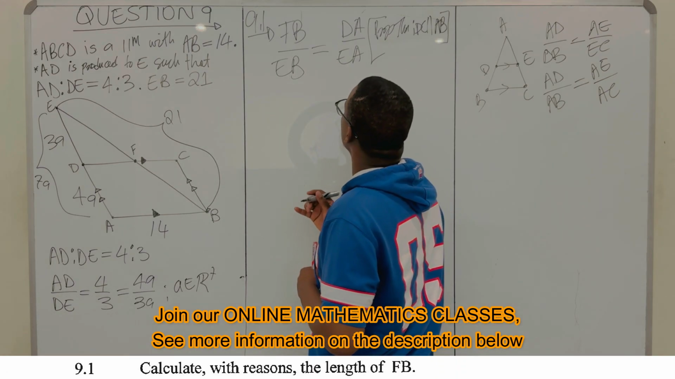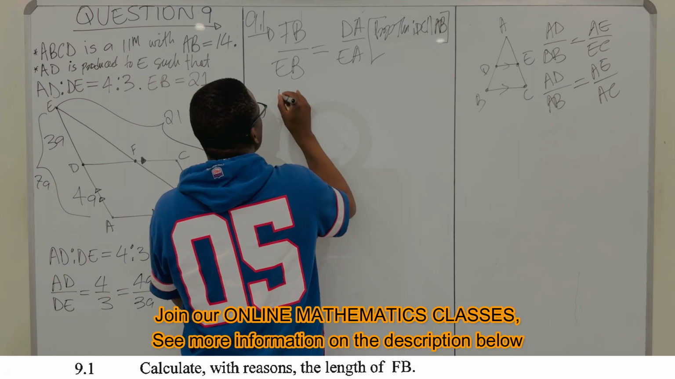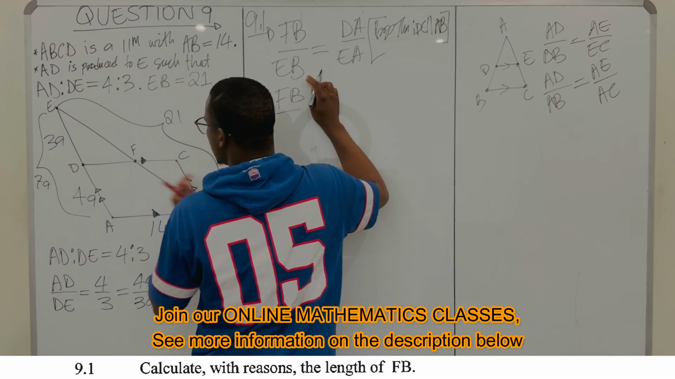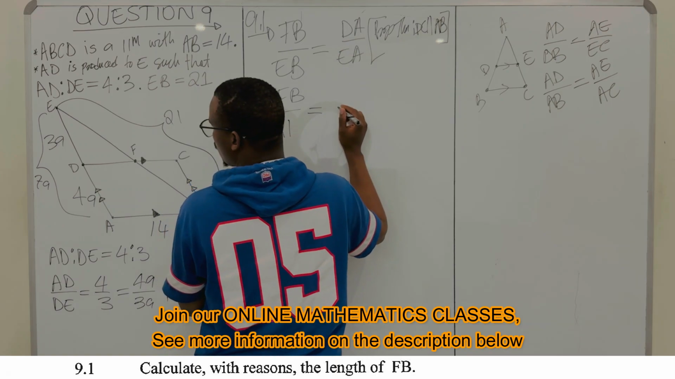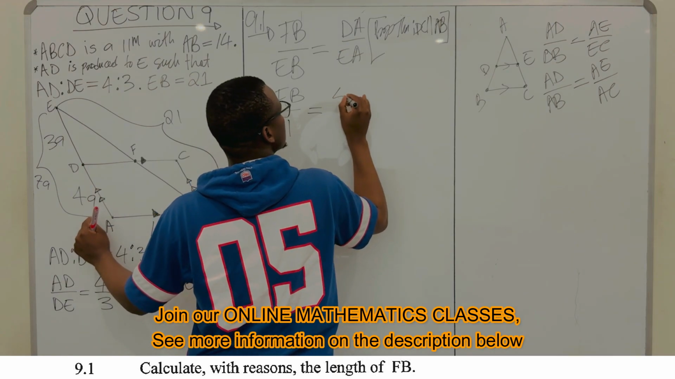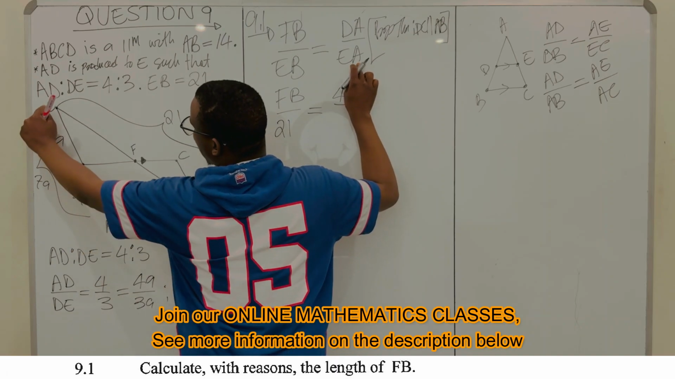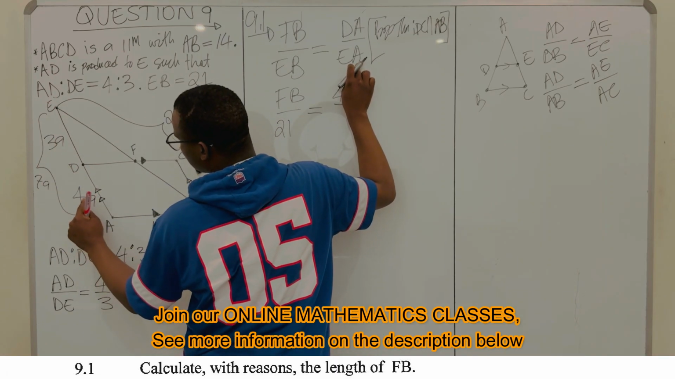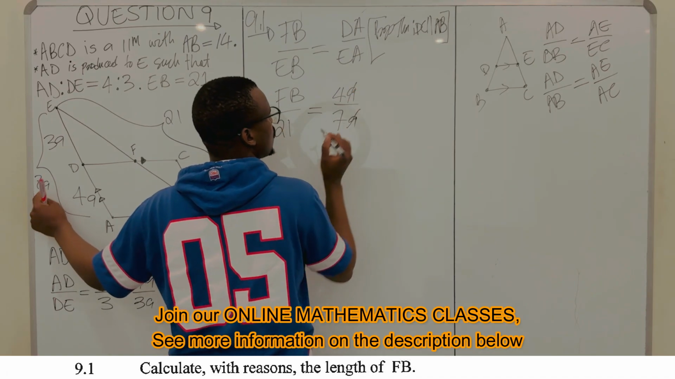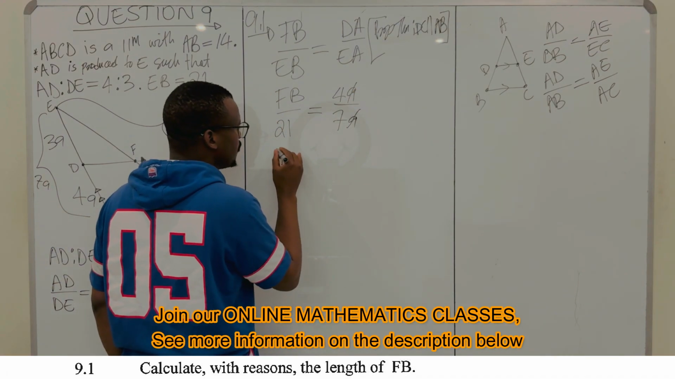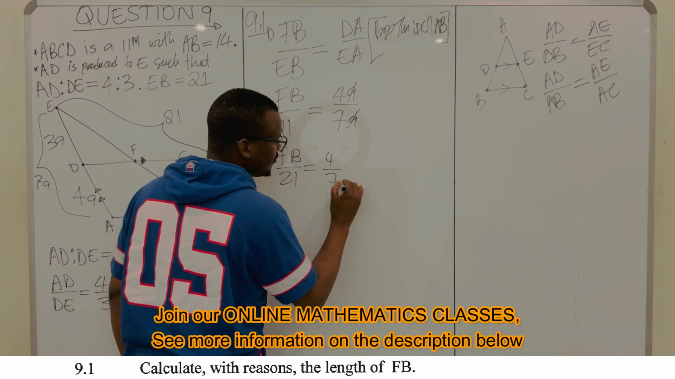No problem. In that case, I'll just substitute. What is my FB? My FB is what I'm trying to find. What is my EB? My EB is 21, right? Over 21 is equal to DA. Our DA is 4A over EA, and our EA is the entire length here, which is 4A and 3A, which makes 7A over 7A. So this and that will go away. So you have FB over 21 is equal to 4 over 7.